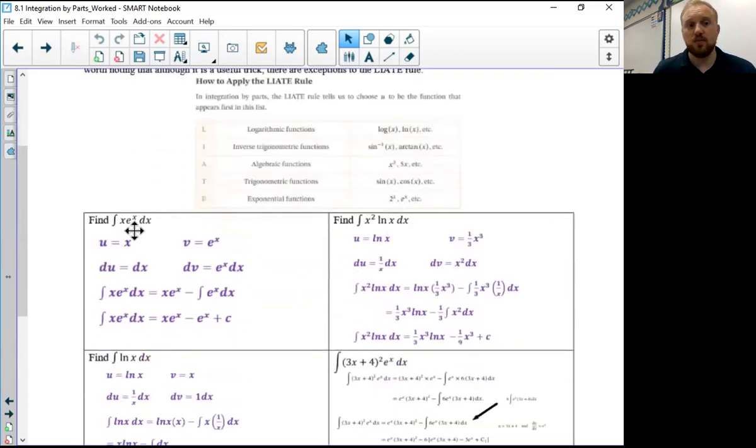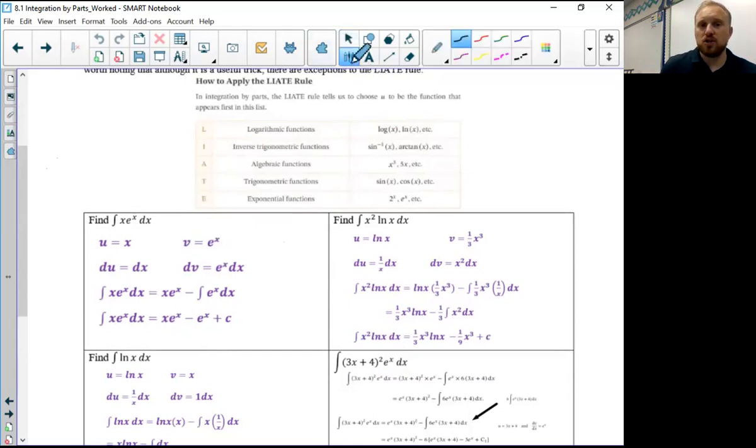So down here, what we did was we're going to let our u be x, because algebraic functions come before exponential functions in our acronym of LIATE. Okay? And so we let u be x, just like we do u-substitution, our du would be dx. And we let dv be our function e^x dx. And how to find v is we integrate this. So we're going to integrate e^x dx, and it's going to give us e^x.